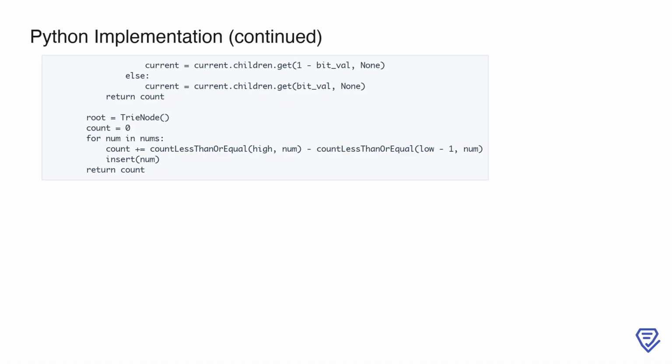After defining these helper functions, we initialize an empty tree and a count variable. For each number in nums, we calculate the count of pairs with XOR in the range by subtracting the result of count_leq for low - 1 from the result for high. This gives the count of numbers with XOR in the desired range. Finally, we insert the current number into the tree to update it for subsequent iterations. At the end, the total count is returned.